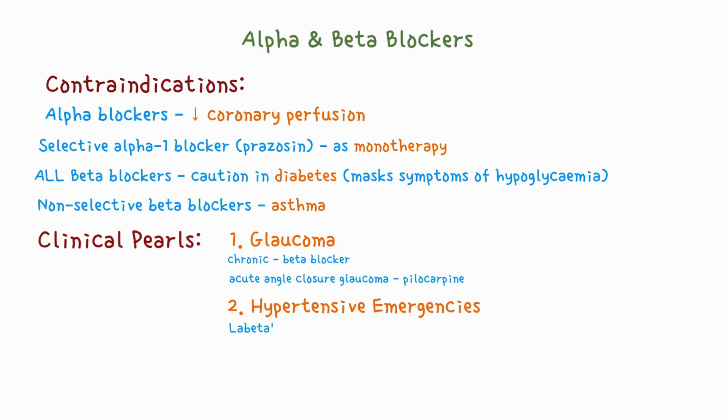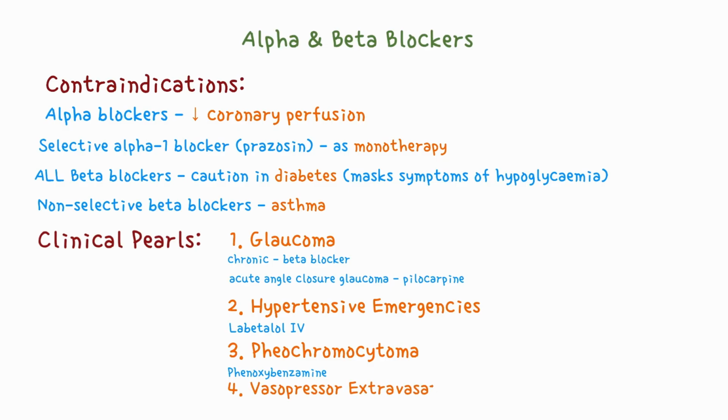Second, hypertensive emergencies. Reach for labetalol in its IV form for rapid control. Third, pheochromocytoma. You must use phenoxybenzamine preoperatively to prevent a catecholamine-induced crisis. And fourth, vasopressor extravasation. Use phentolamine to reverse localized vasoconstriction and save the tissue from necrosis.